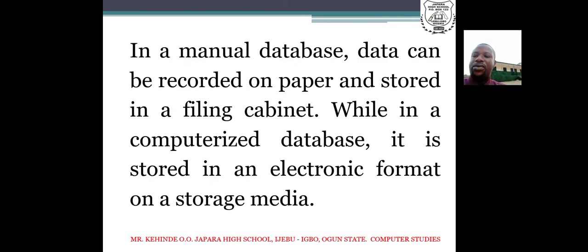In a manual database, data can be recorded on paper and stored in a filing cabinet, while in a computerized database, it is stored in an electronic format on a storage media. So we can have a database manually and we can also have it computerized. An example of a manual database is when we record our data on paper and store it in a filing cabinet, while that of a computerized database is the one that we do in an electronic format.